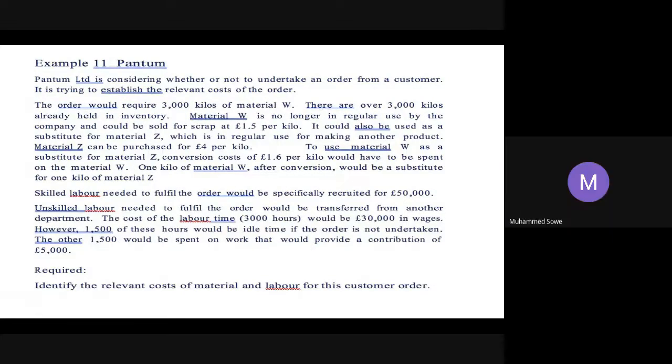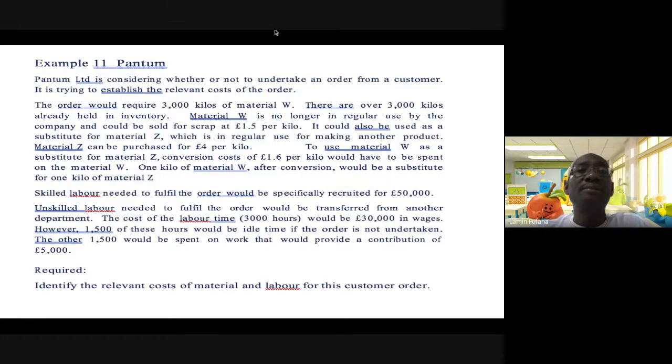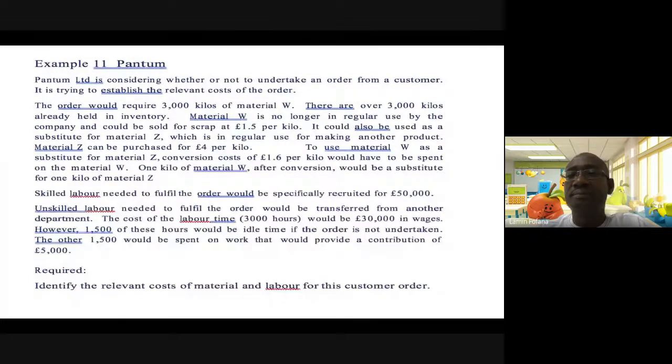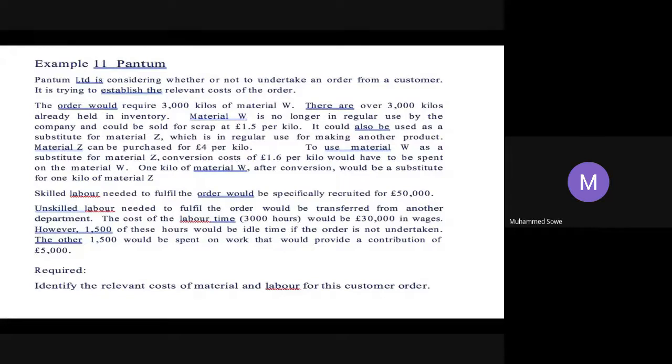Shall we go ahead? Any questions, please? Yes, Mr. Warner, please. I have something that I want you to help me clarify, please. Okay, yeah, go ahead.